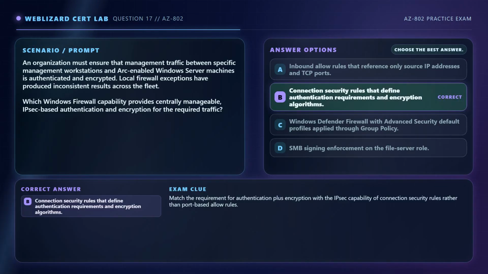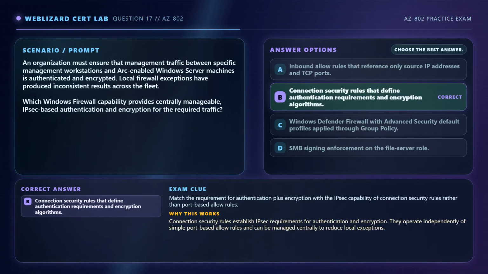The correct answer is B. Connection security rules that define authentication requirements and encryption algorithms. Connection security rules establish IPsec requirements for authentication and encryption. They operate independently of simple port-based allow rules and can be managed centrally to reduce local exceptions. Exam clue: match the requirement for authentication plus encryption with the IPsec capability of connection security rules rather than port-based allow rules.